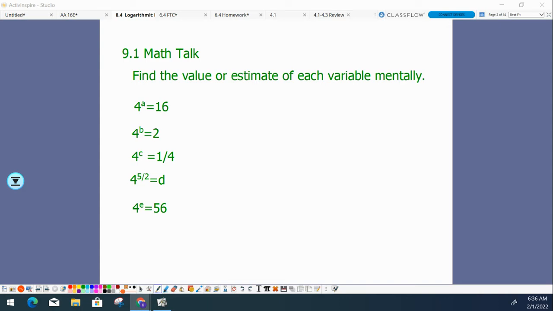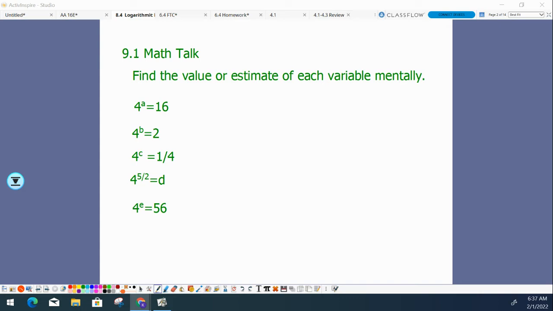We're going to use the math talk from lesson 9.1, but the rest of it, I'd probably just put it all in your notes. So just get some loose leaf ready. This is the only part that's in your binder. Otherwise, I just put it all on loose leaf.